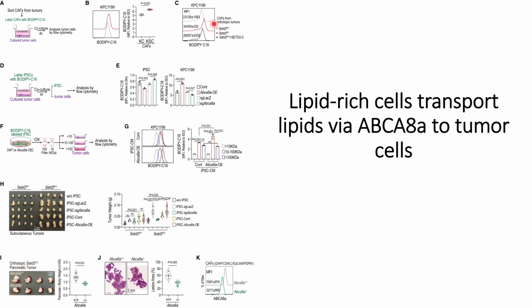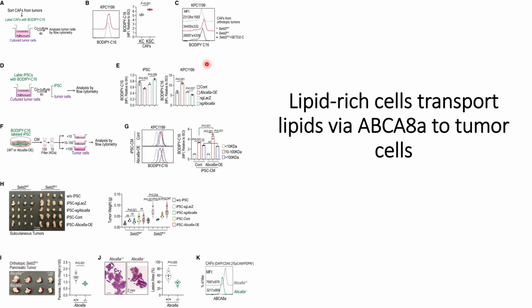And when they checked this flow cytometry analysis using different combinations of cancer-associated fibroblasts, they found that with cancer-associated fibroblasts from SETD2 knockdown tumor cells, there is a high increase in the BODIPY C16 signals compared to the case where they used SETD2 wild type or SETD2 wild type plus SETD2C cancer-associated fibroblasts. This indicates that the lipid transport occurs more predominantly in the SETD2 knockdown-derived cancer-associated fibroblasts compared to the other cases. So far they have validated that there is a transport of lipid from lipid-laden cancer-associated fibroblasts to the tumor cells.